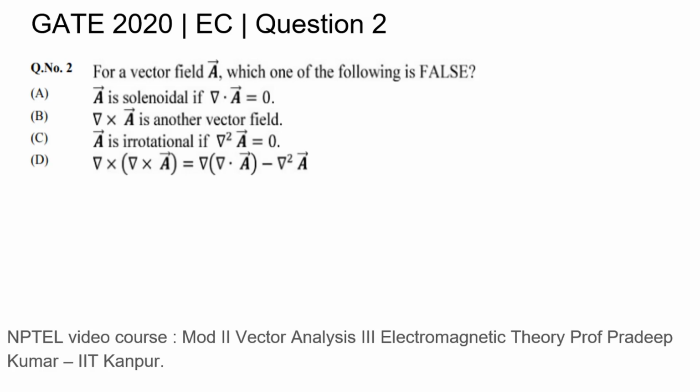and the options which we are given are that A is solenoidal if del dot A is 0, del cross A is another vector field, A is irrotational if del square A is 0, and the last option is del cross A is equal to del of del dot A minus del square A.